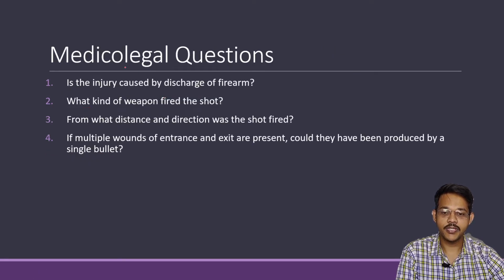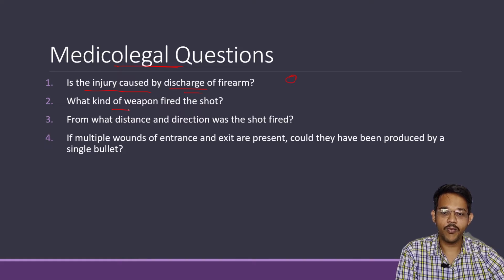Next are the medical questions which have to be answered in case of firearms. First, is the injury caused by discharge of a firearm? Not all circular wounds are firearm wounds. If the wound is circular, it has to be decided first whether it is a firearm wound or not. This can be decided by the presence of soot particles, gunpowder particles, or other findings.